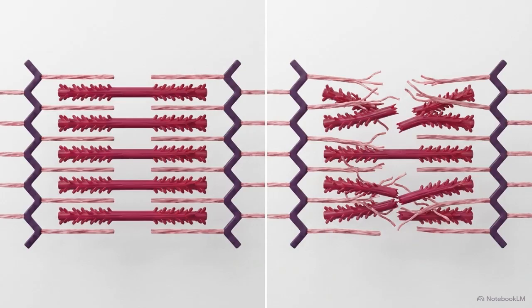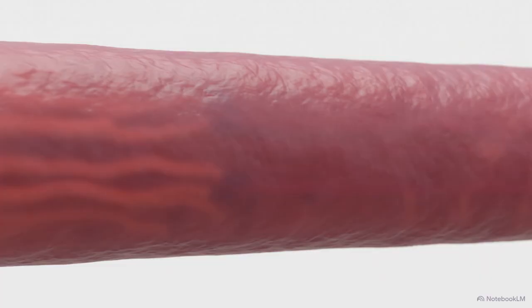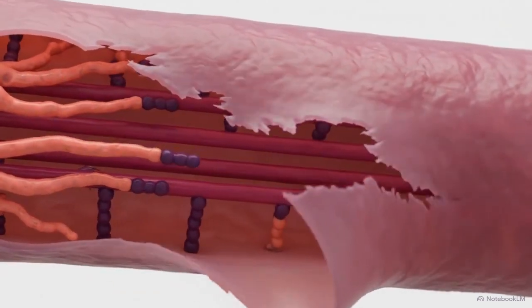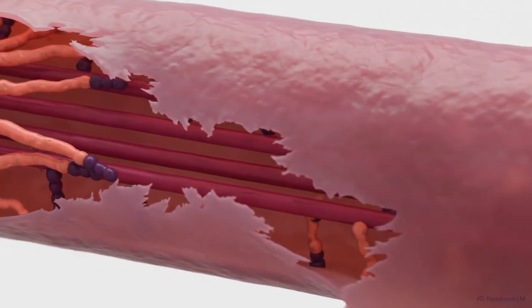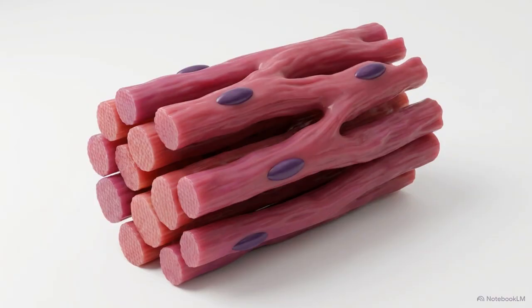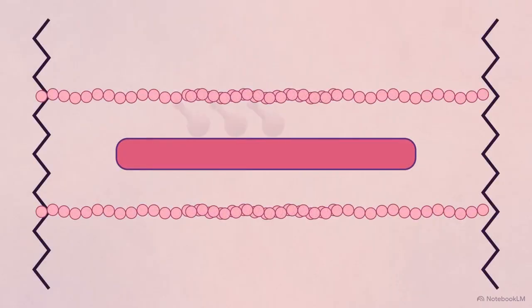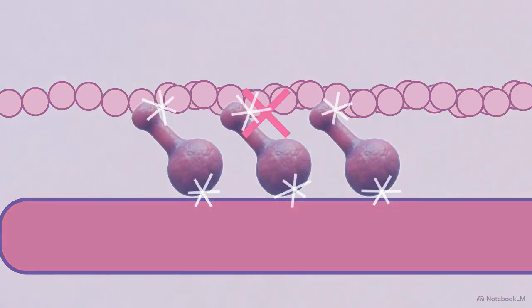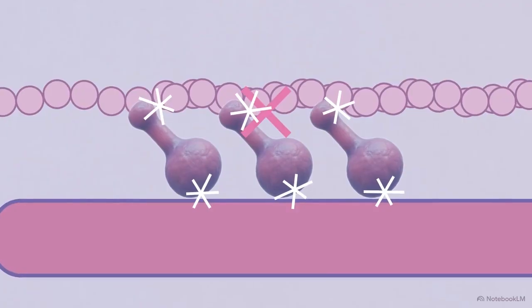Understanding these architectures is essential for interpreting the breakdowns seen in clinical pathology. In Duchenne muscular dystrophy, a mutation in the dystrophin protein disrupts the linkage between the internal actin cytoskeleton and the extracellular matrix. Without this anchor, the sarcolemma is easily damaged during contraction, leading to muscle fiber atrophy. Rigor mortis demonstrates a failure of the sliding filament mechanism.